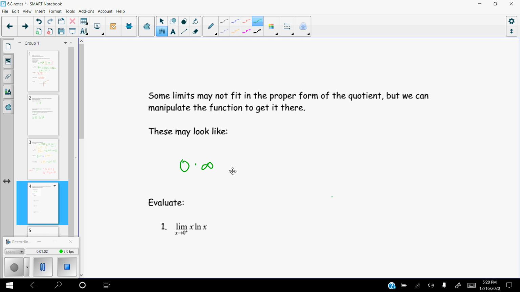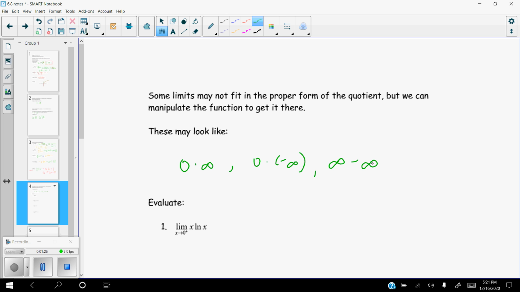So that's a possible form. We could also have 0 times negative infinity, which, again, because that's a concept, we can't just say that it's 0. And then we could also have some form of infinity minus some other form of infinity. These are all forms that we can possibly still find the limit of. We just have to do a little bit of algebraic manipulation.